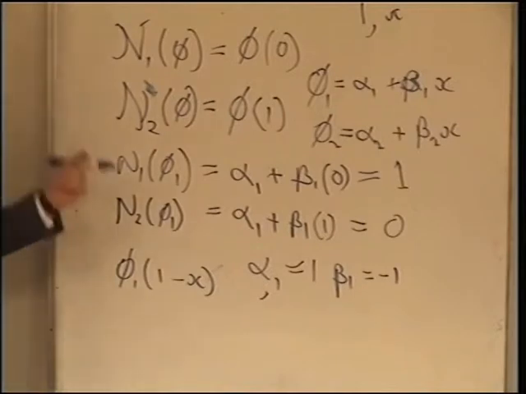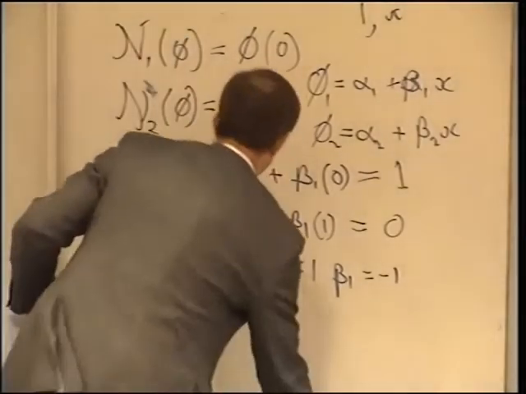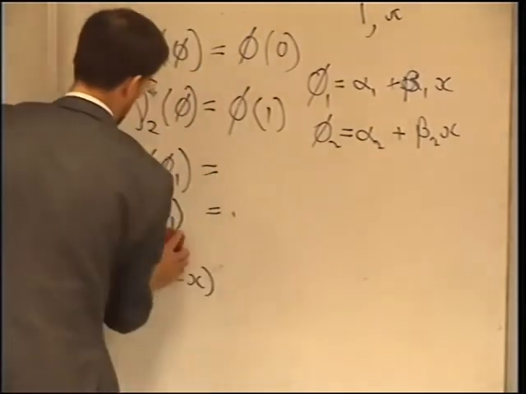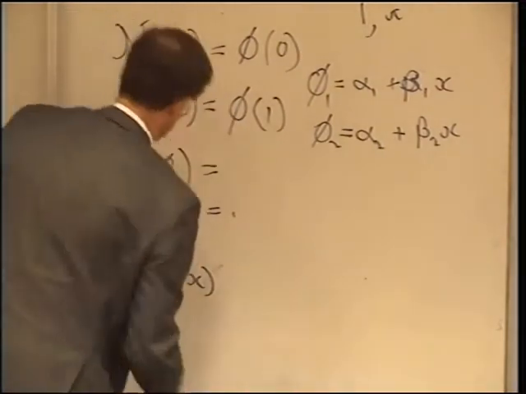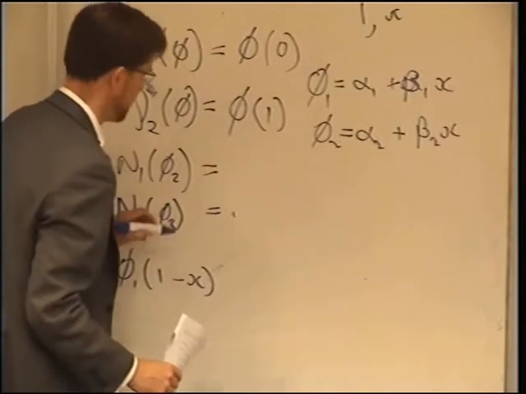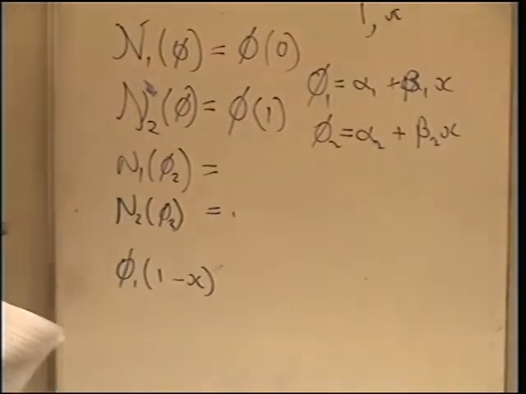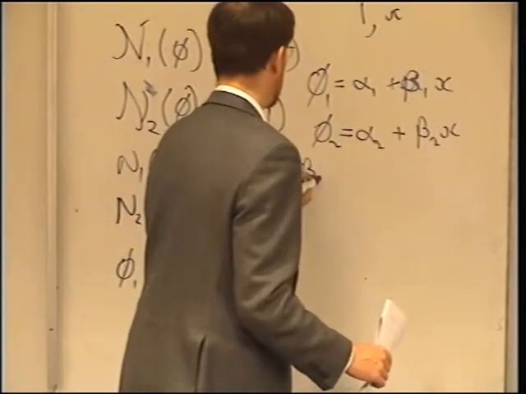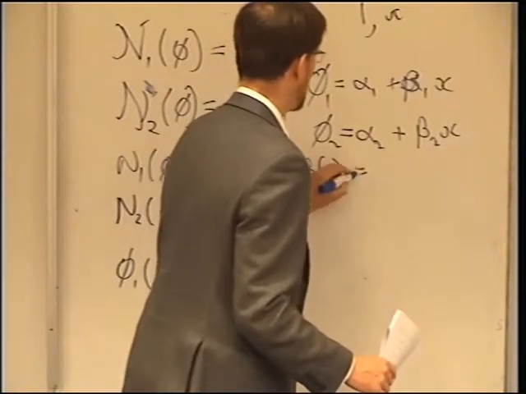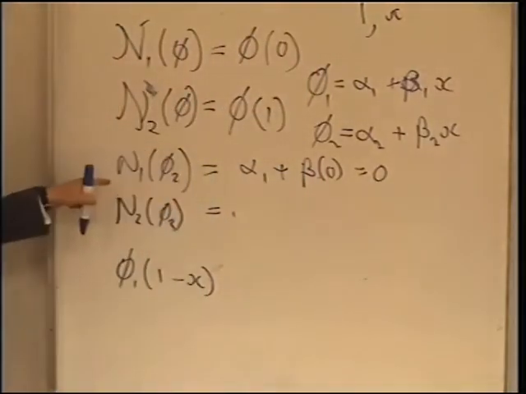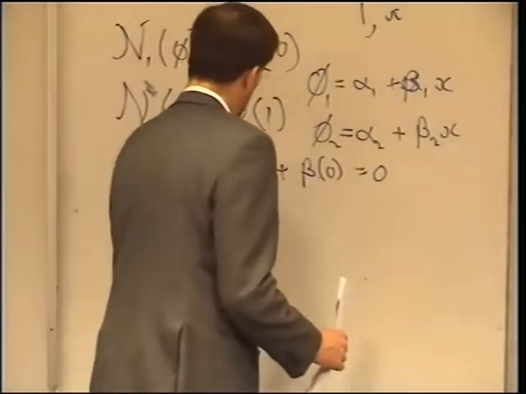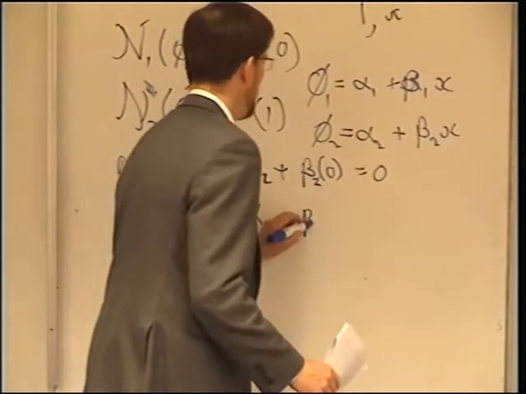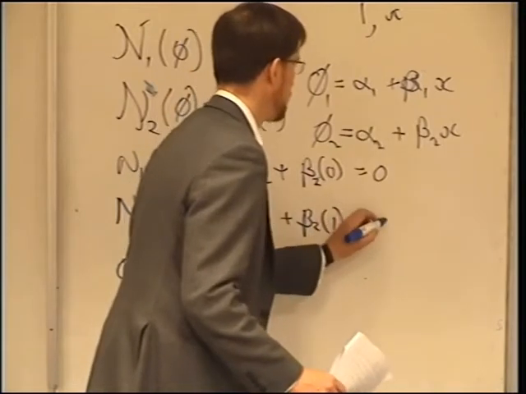And now I can do exactly the same thing on the other side. So let's wind back to here and do exactly the same operation, only now, instead of hitting each of these with phi 1, we're going to hit each of these with phi 2. And so now what we find is that alpha 2 plus beta 2 at 0 has to be equal to 0 because these two don't match. And alpha 2 plus beta 2 at 1 equals 1. I'm solving for the 2's now.